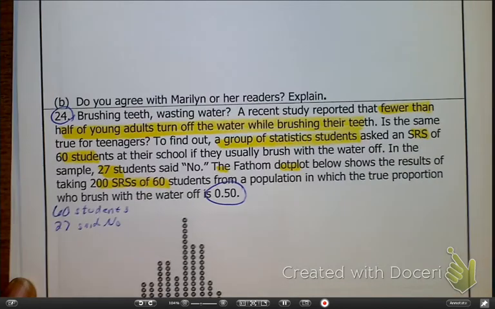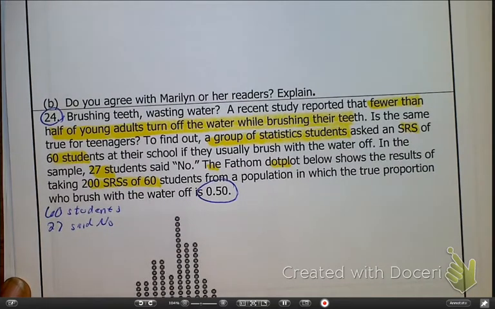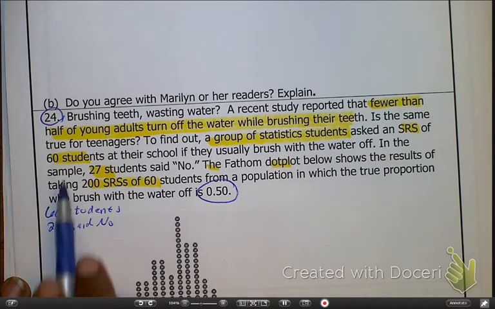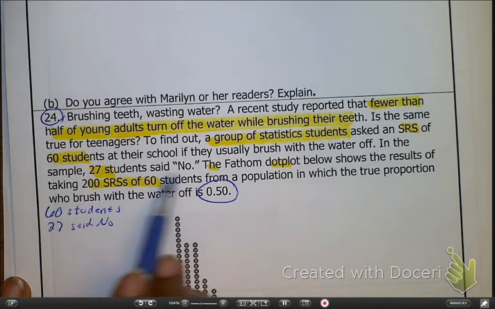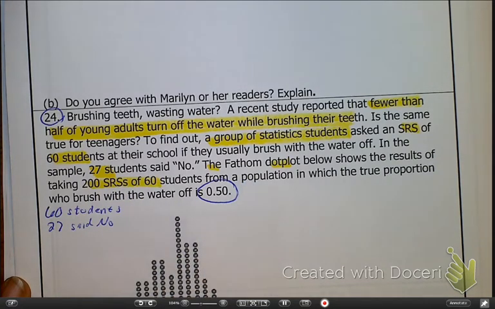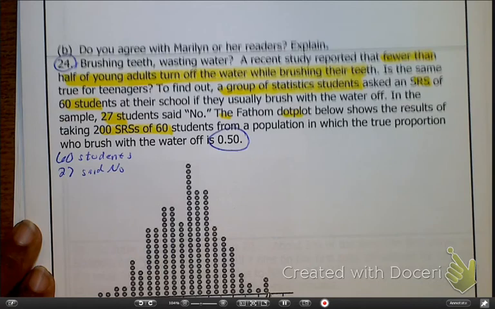Okay, so right here we see that fewer than half the young adults turn off the water while brushing their teeth. We had a group of statistics students that asked 60 students at their school. 27 of them said no. And then here's the dot plot down here that represents the information.